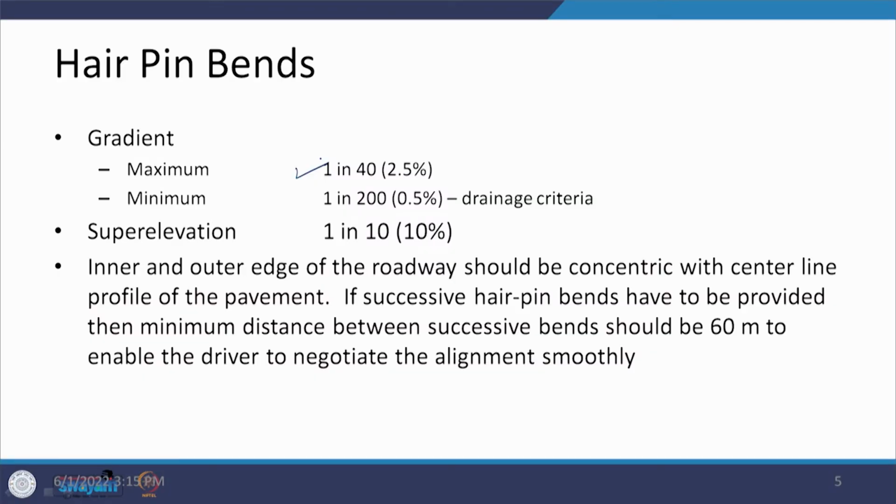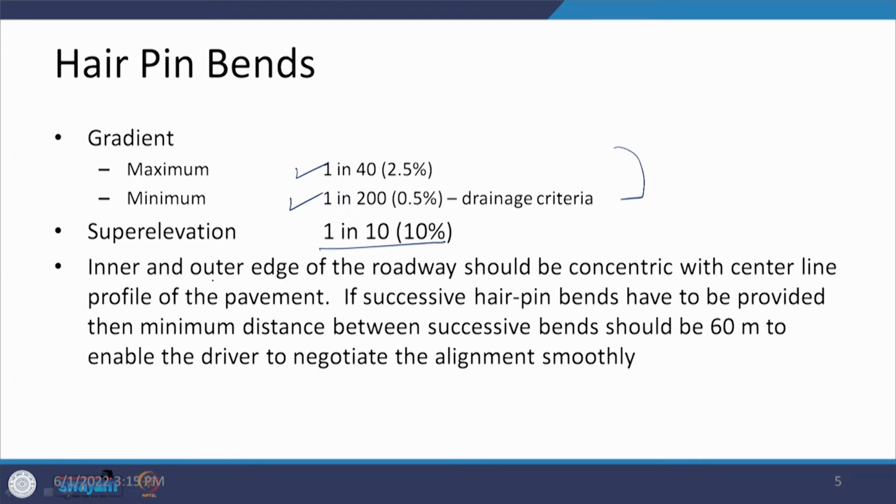The other thing is the gradients which are there. The gradient at a maximum can be 1 in 40, but at a minimum level they are defined by the drainage considerations, and that is where we talk about an absolute minimum condition of 0.5% or 1 in 200. So, those are the two values which we can have. 2.5% is also quite a reasonable value, but if possible, then we can also make it flatter, only with the gradient that the cross slope is there, so that the water just drains away whatever comes at the top surface of the carriageway. The super elevation in this case is kept at a maximum value of 10%.